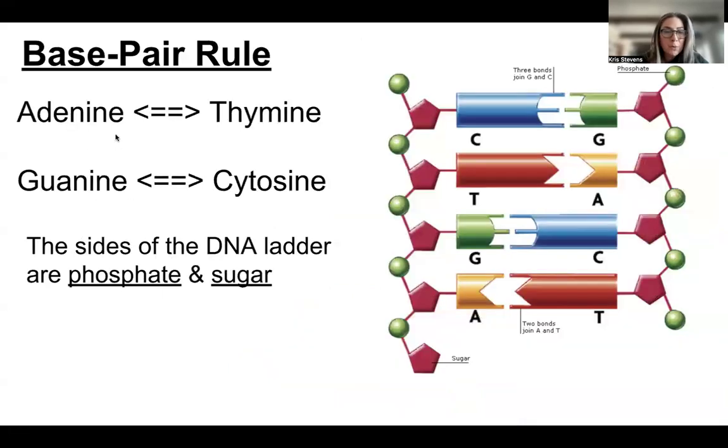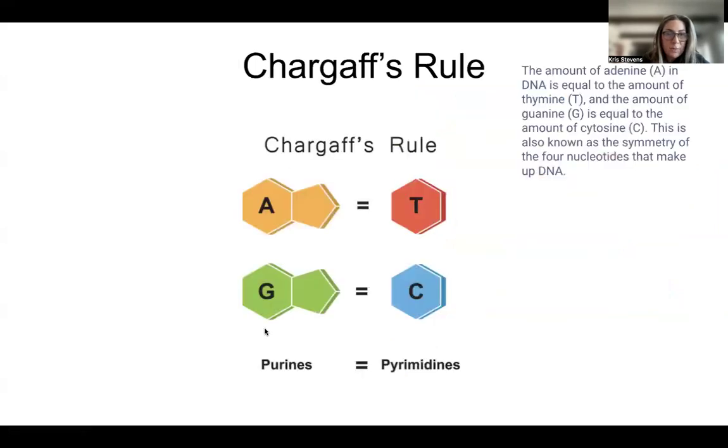This is the base pair rule, ATGC. And notice here the three bonds here and the two bonds here. The sides of the DNA ladder are the phosphate and the sugar. Chargaff's rule. Chargaff was another scientist who found out that the proportions of A is equal to T and G to C.